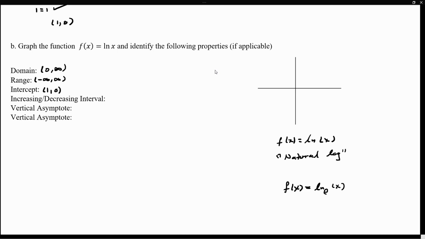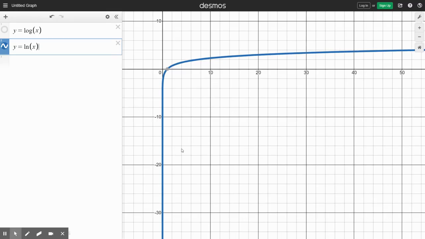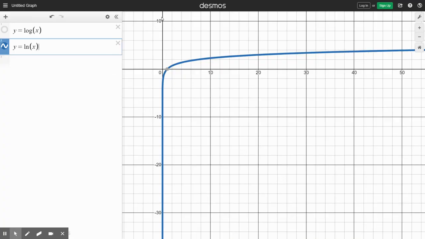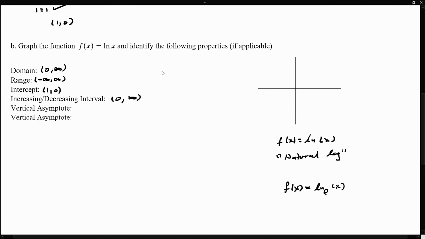Is it increasing or decreasing? We can see that it's increasing the same way that it was increasing with logarithm functions. And where is it increasing? It is increasing where it is defined, which is from 0 to positive infinity. Does it have a vertical asymptote? Yes, it does have a vertical asymptote at x equals 0. And it seems like I typed this twice, so that's fine.